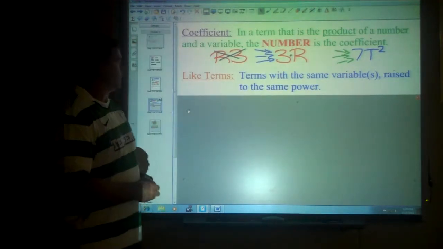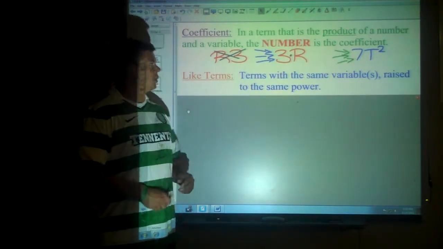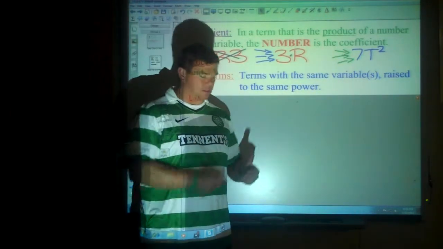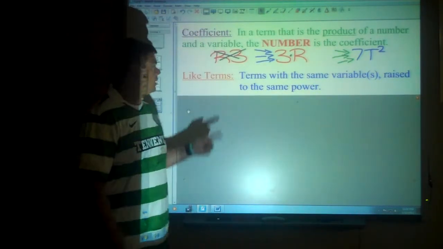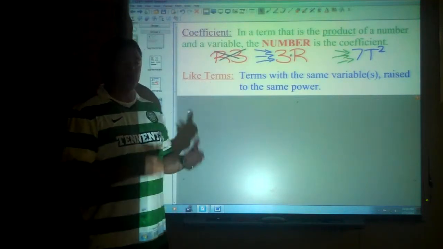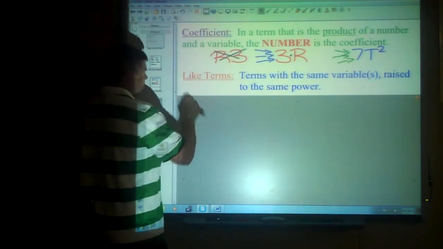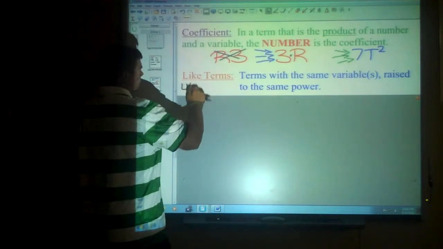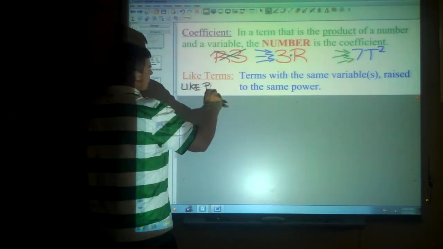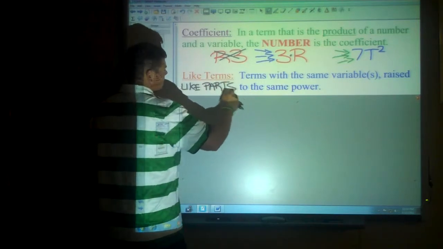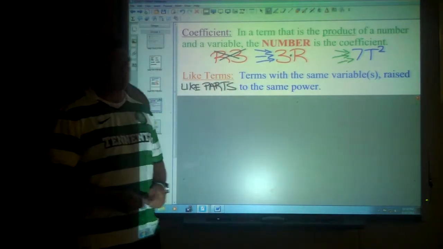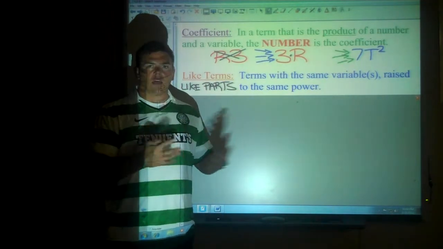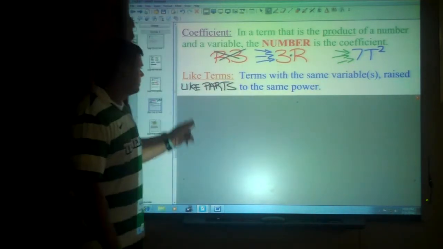This is all important because when we start talking about terms with the same variable or variables raised to the same power, that means they must have the same exponent, then we consider those like terms. I also refer to them sometimes as like parts. Like terms, like parts. You've got to make sure you're dealing with like terms or like parts because you wouldn't want to put Chevy parts in a Porsche engine. Not the same kind of parts, it's not going to work.